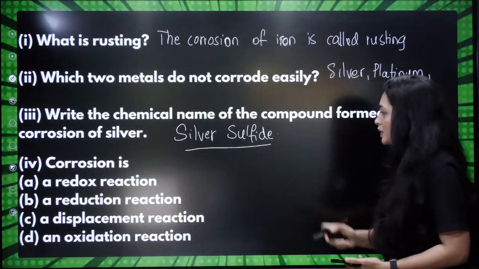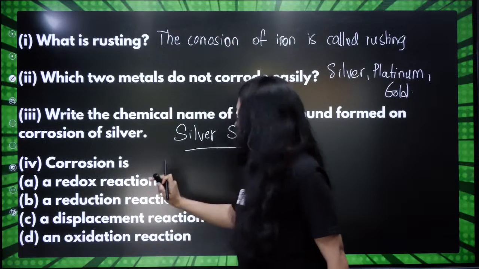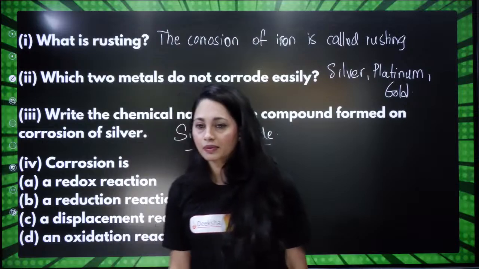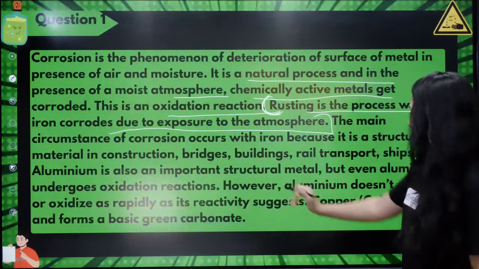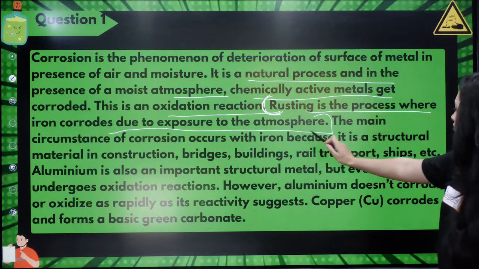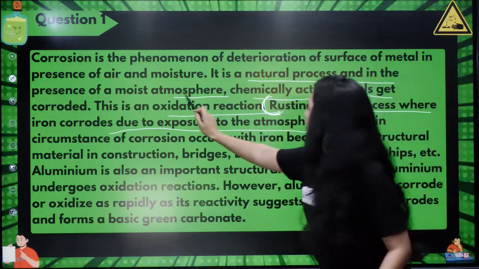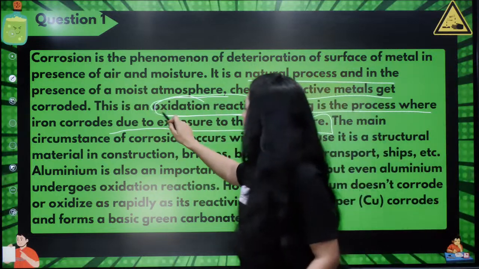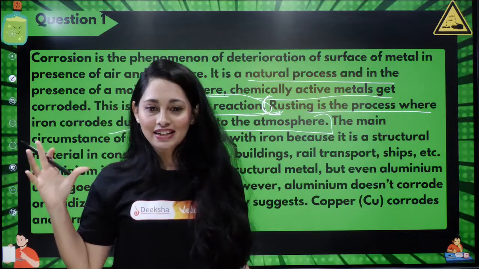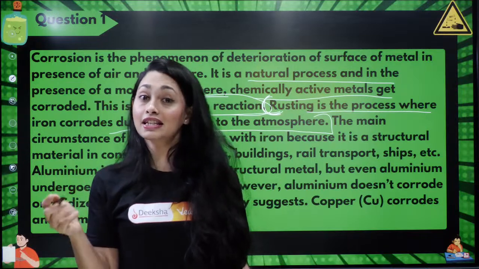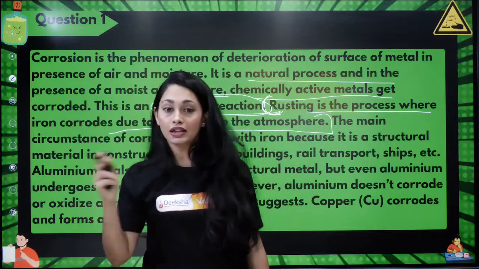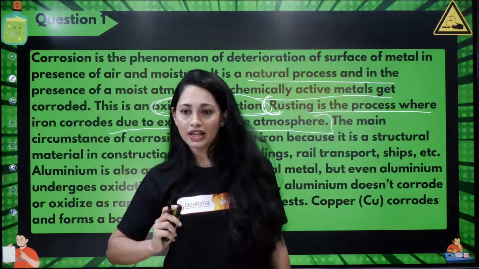Next, last question: corrosion is dash. A redox reaction, a reduction reaction, a displacement reaction, an oxidation reaction. So it is already given in the paragraph. See here, what is given here? It is an oxidation reaction, they have already mentioned. Sometimes these paragraphs are really helpful in order to answer other questions. So you can read the paragraph thoroughly and answer other questions if you don't know something. I have done it in the board exam.